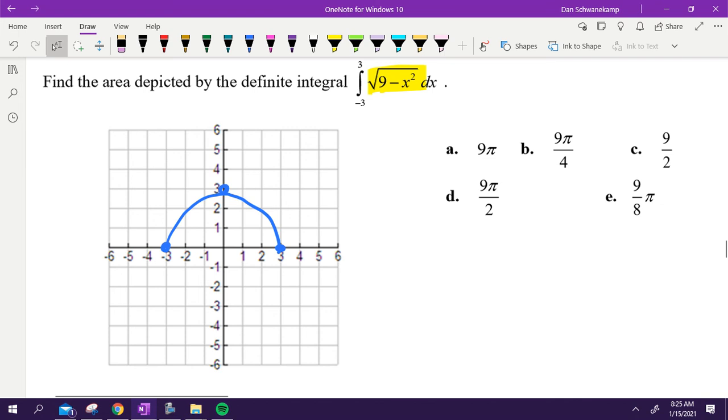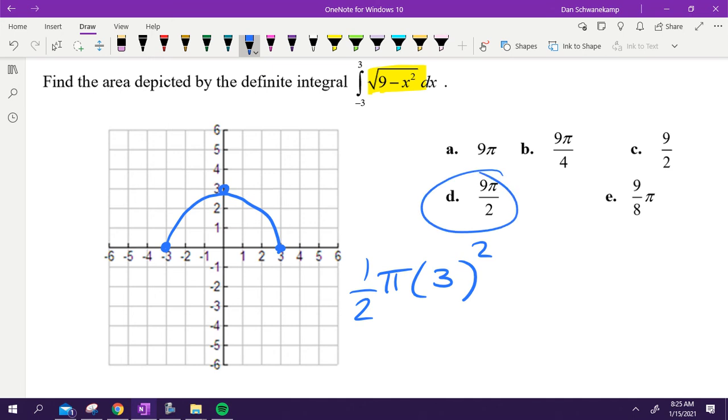You got to be able to recognize, oh yeah, that's a semicircle. I know it's tough, but you'll do it a lot second semester. Good. It's pi r squared. It's pi times r squared. My radius is 3, but I got to cut that in half because it is a semicircle. It is 9 pi over 2.